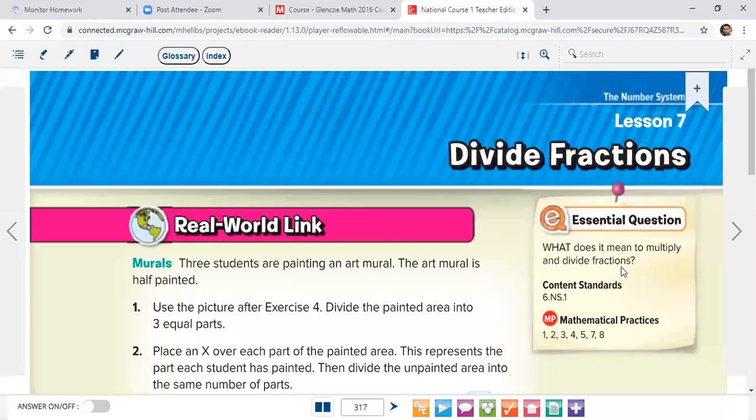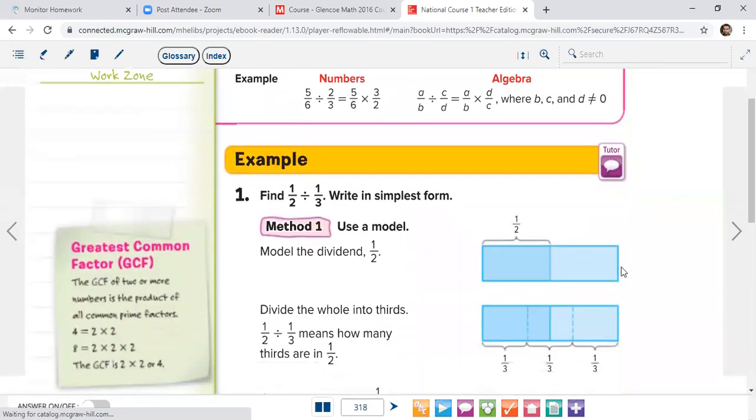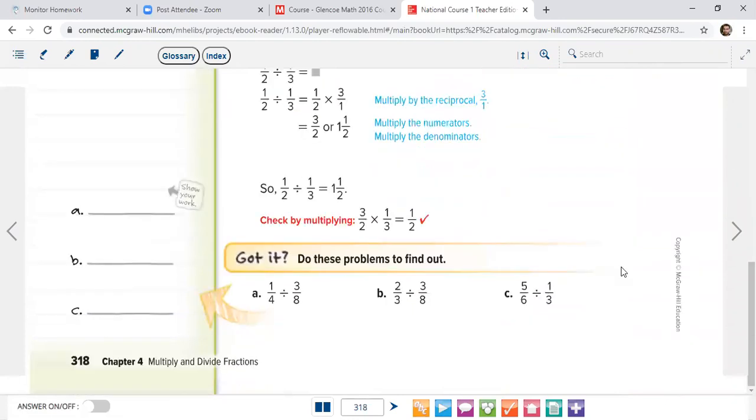Chapter 4, lesson number 7, divide fractions. How can we divide fractions? Let's remember together. You have studied this before in grade 4 and also in grade 5. So let me remind you how we will divide.